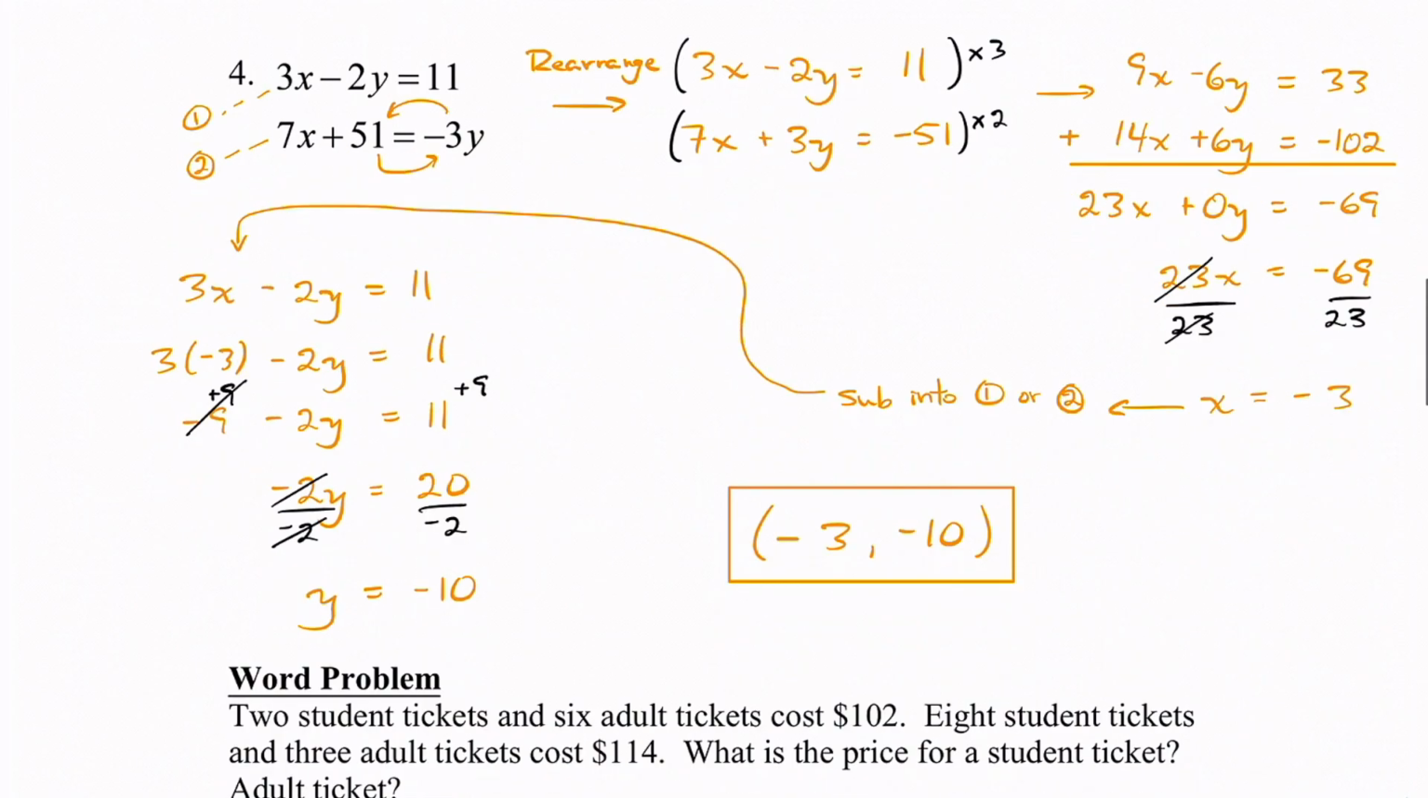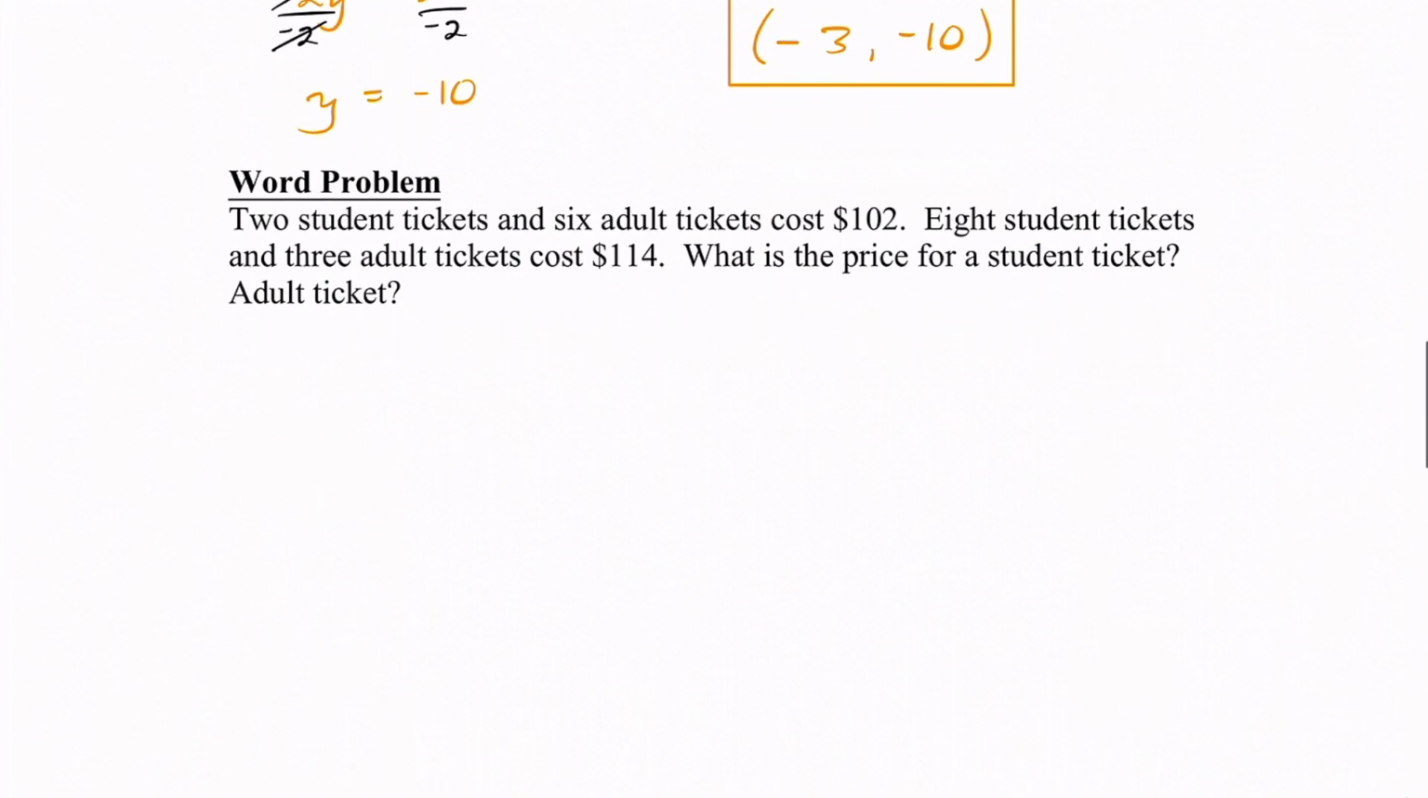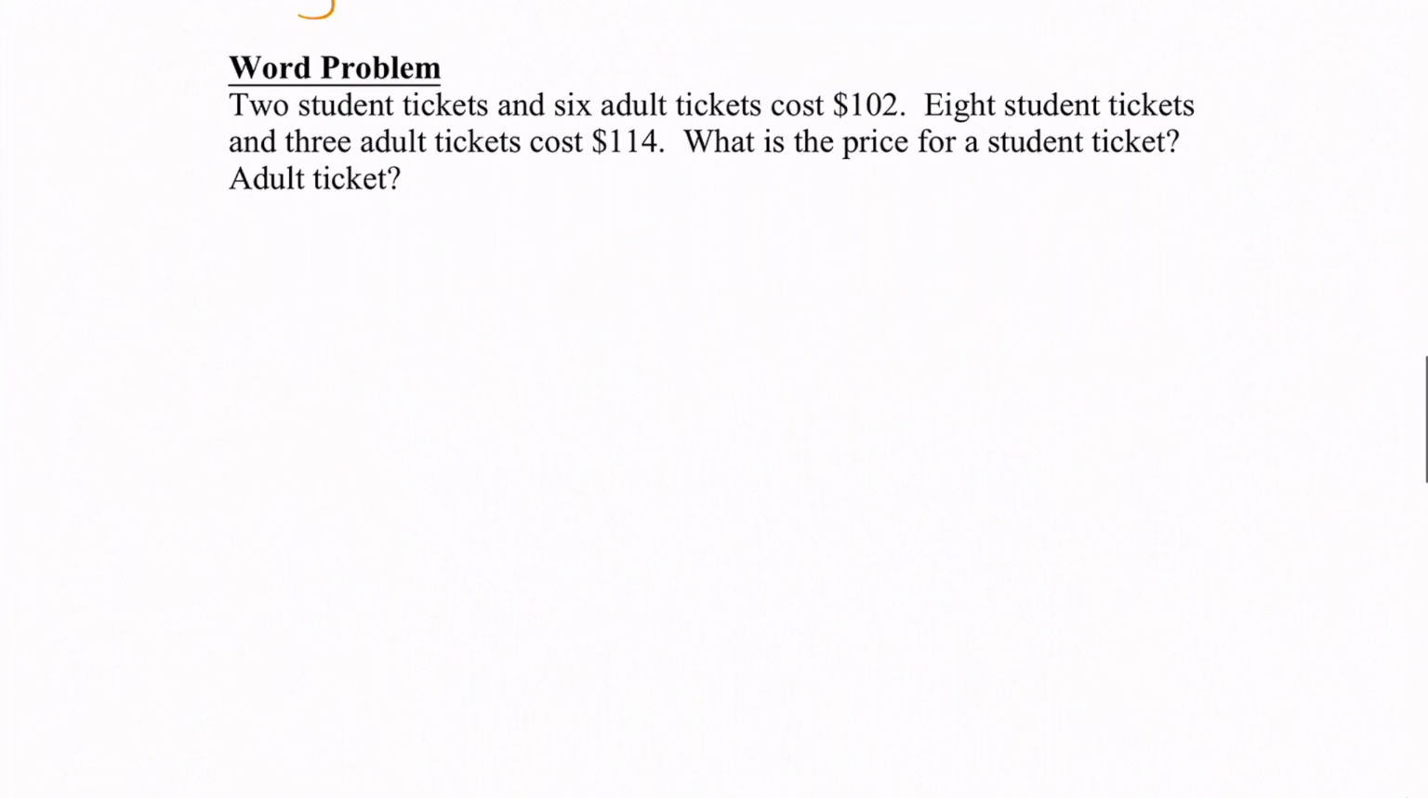So our last question that we're going to do is another word problem. Again, we've kind of seen one like this, so you should know how to do one like this. It says 2 student tickets and 6 adult tickets cost $102. 8 student tickets and 3 adult tickets cost $114. What is the price for a student ticket and then also for an adult ticket?